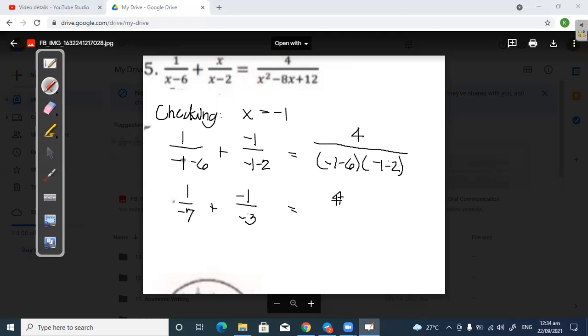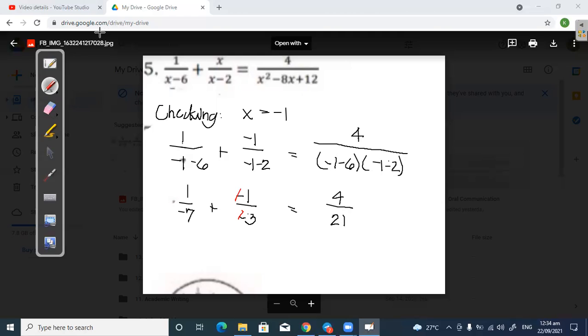Direct. Di ba? So, ito, negative 1 minus 6, then times natin sa negative 1 minus 2. So, multiply lang natin to. 7 times 3, that's 21. Negative times negative, that's positive. Now, prove natin that negative 1/7 plus, by the way, magiging positive na rin to. So, negative divided by negative is positive. Yeah? So, negative 1/7 plus a third.